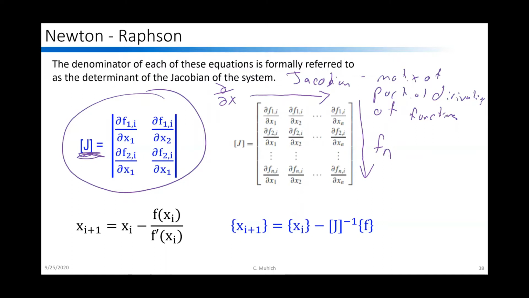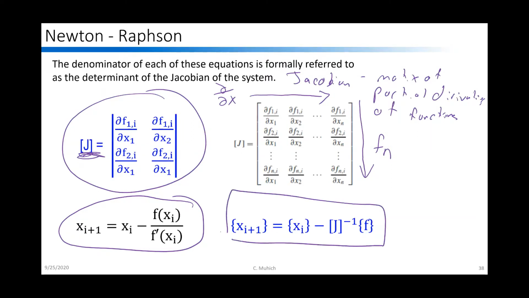Okay, so just like we had before in the traditional Newton-Raphson, where we said each xi plus 1 is equal to xi minus f of xi over the derivative of f at xi, we can write an equivalent functional form of the multi-dimensional Newton-Raphson, where we have a vector of xi plus 1's equal to a vector of xi's minus the inverse of the Jacobian times our function values at those xi's. Let's put this into practice and we'll see how this is going to work.